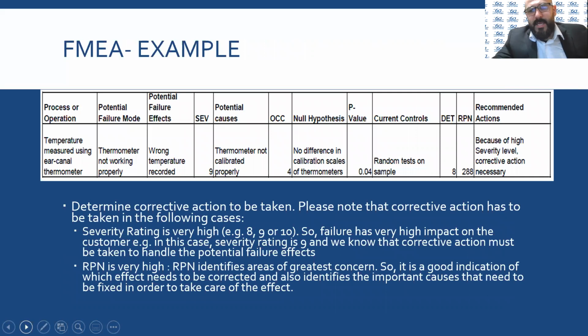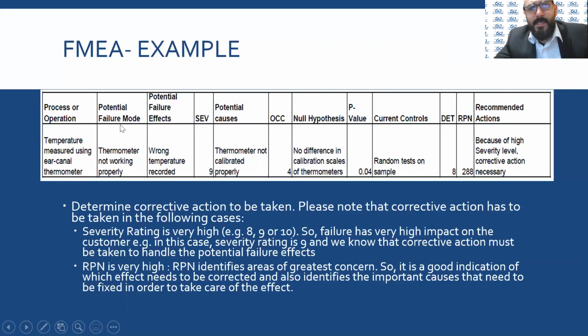All right, so let's take an example so we could wrap up this video and talk about a different topic. So here's an example, in which we have a process: temperature measured using an ear canal thermometer. We have this thermometer, and we need to apply the FMEA technique.